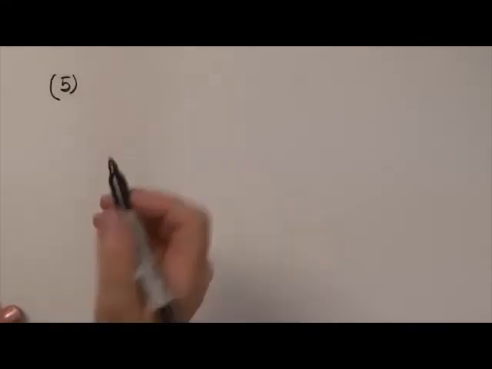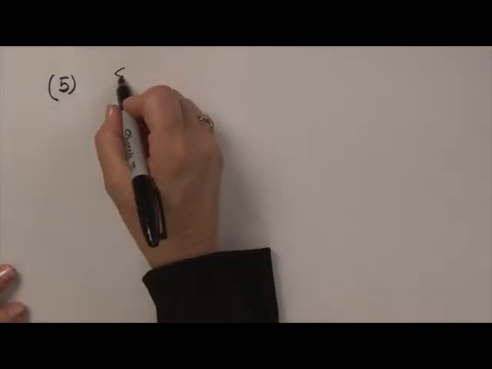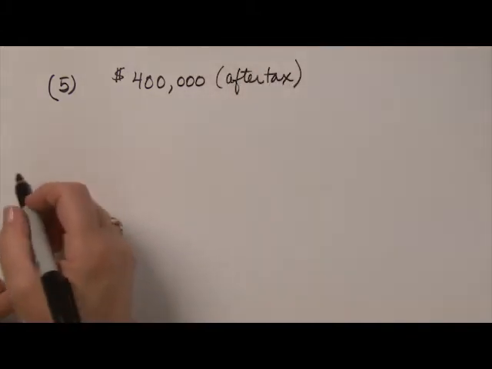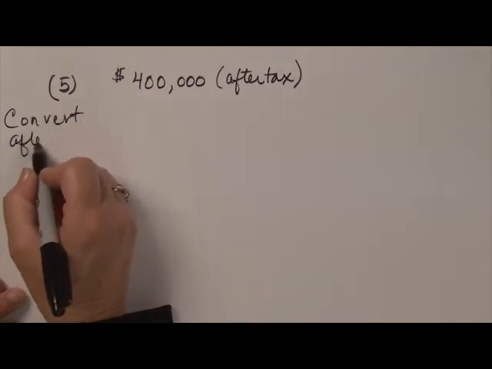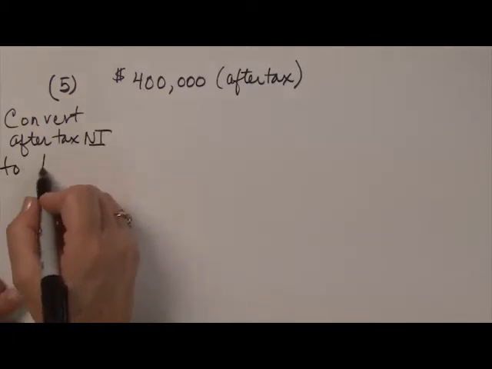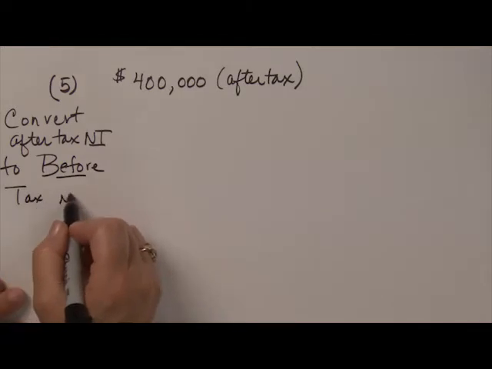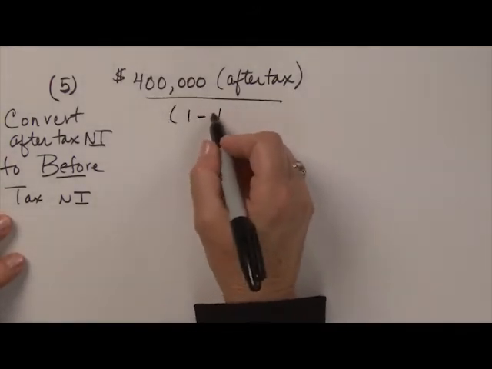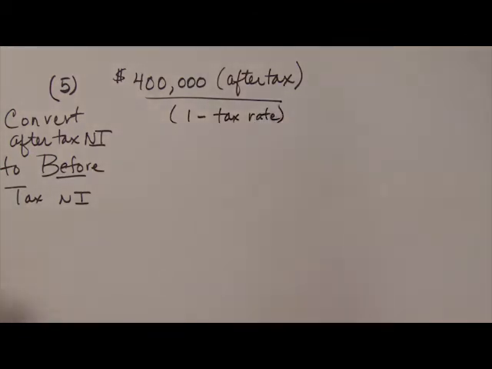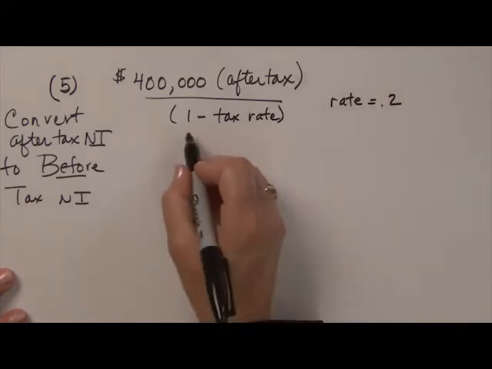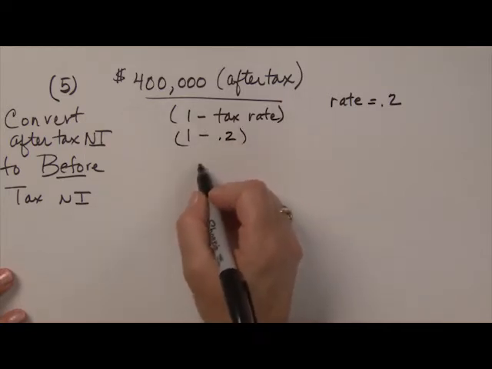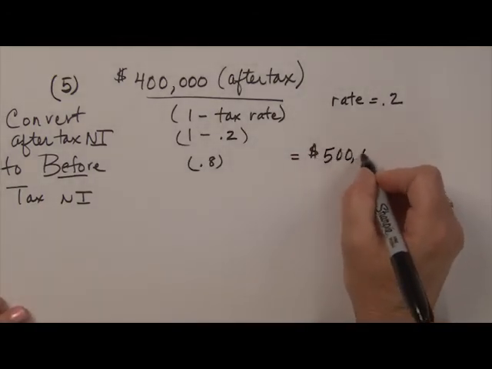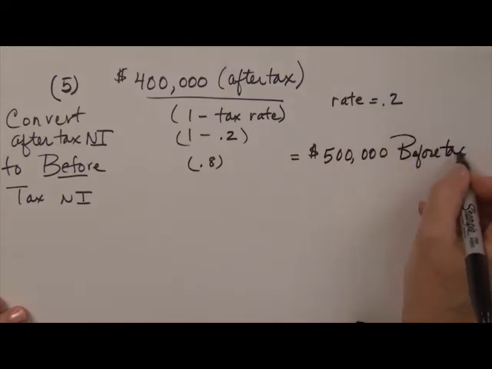Number 5. We talked about wanting $400,000 of net income, but when managers say that, they typically are referring to that being after tax. So number 5, we are going to convert after tax net income to before tax net income. And this is a very easy computation. We just take the after tax and divide by 1 minus the tax rate. Let's use in our example a rate of 20% or 0.2. So this would be 1 minus 0.2 or 0.8. And when we divide 400,000 by 0.8, we get $500,000 before tax net income.